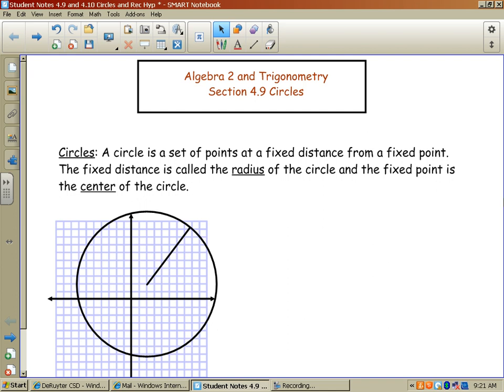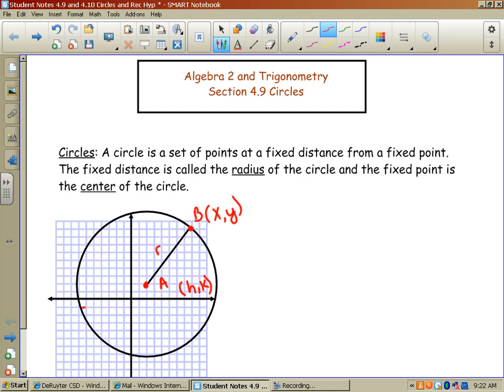So if we call the center of the circle point A, and we're going to call this point H, okay. And here's our radius. And a point on the circle we're going to call B, and we're going to call that point XY.